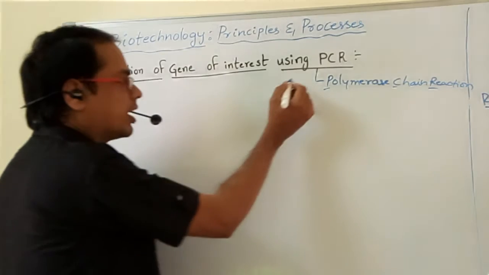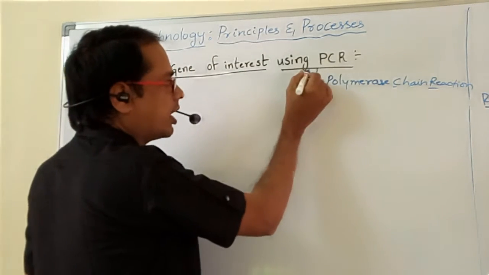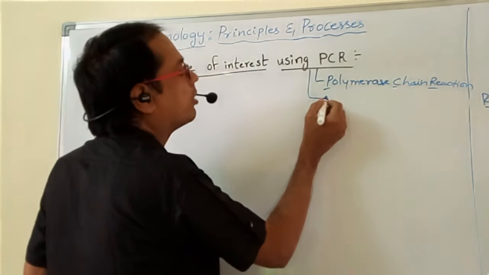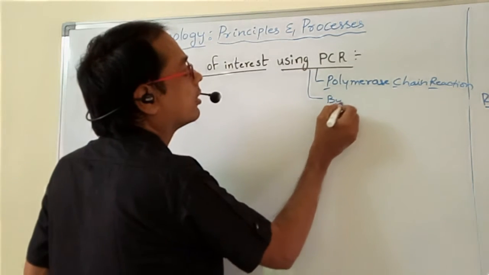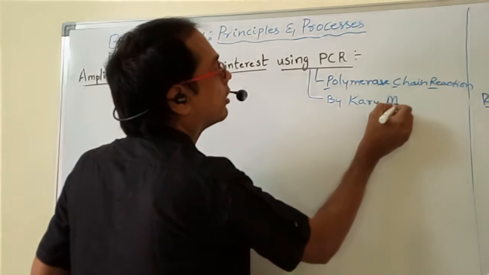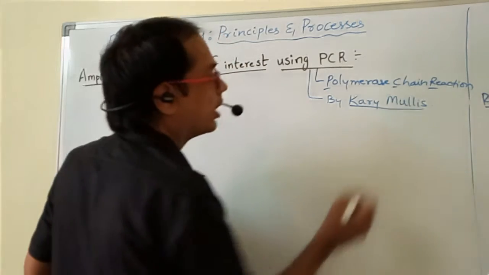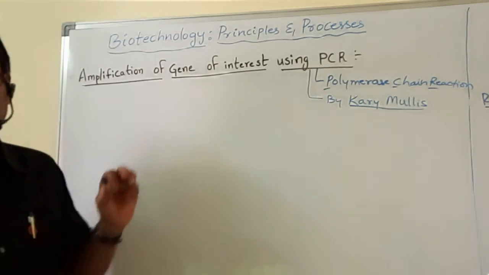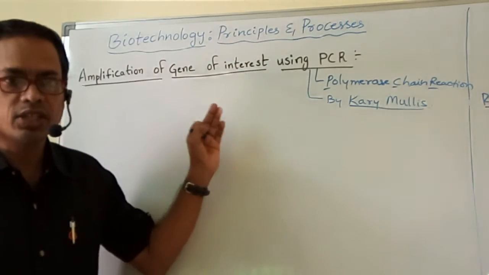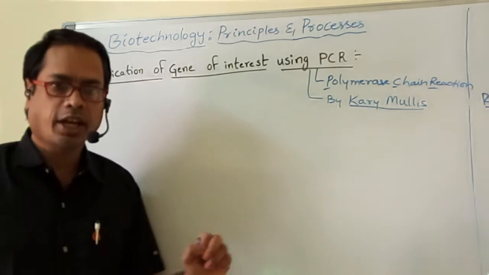Don't say PCR cycle. Amplification of interest gene can be done by using PCR. Who is the scientist? Kary Mullis. This was discovered by Kary Mullis.